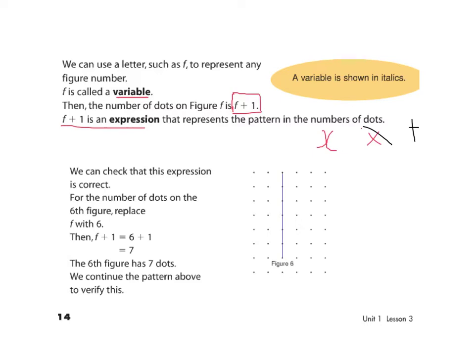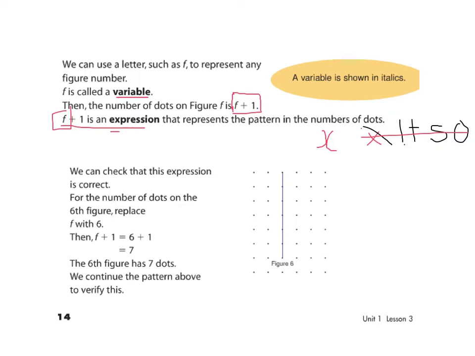T is also not a great choice. If it's written a certain way, it can look like a plus sign. S is not great. If it's written a certain way, it can look like a 5. O is not great. It can look like a 0. Lowercase l is not great. It can look like a 1. So be careful when you're choosing what's going to represent your variable.